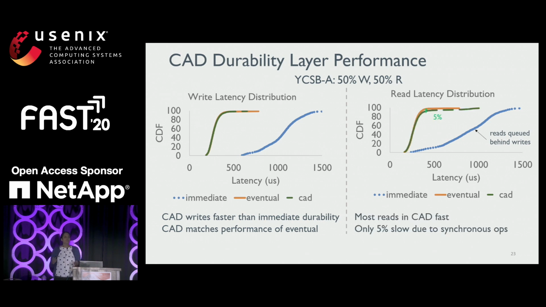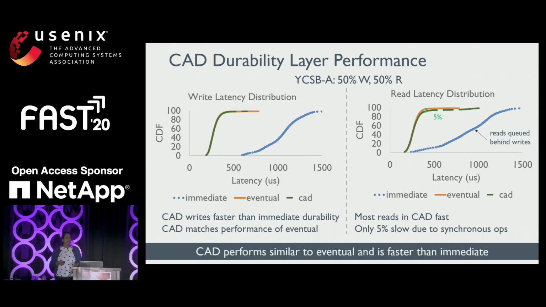In CAD, most reads are fast because for most reads, by the time the read arrives, the data item is already durable, so CAD serves the reads immediately. However, a small percentage of reads incur high latencies. But even for this write-heavy workload, the percentage is relatively small. It's just 5% of the reads that incur synchronous latencies. So overall, we observe that CAD matches the performance of eventual durability and is significantly faster than immediate durability.